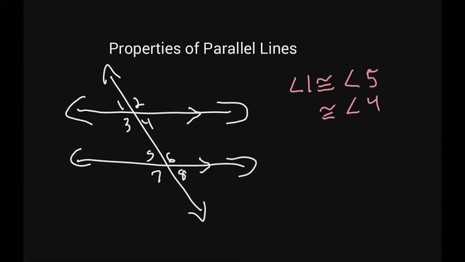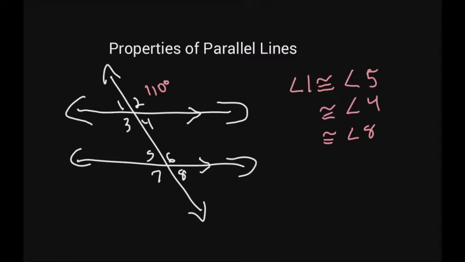And then alternate exterior angles are also going to be congruent. So angle 1 is going to be congruent to angle 8 as alternate exterior. And then, yep, that's all. There's 4. So angle 1 is congruent to 5, 4, and 8. That would mean angle 2 is going to be congruent to 3, 6, and 7, by the same rules we just talked about. So let's put some of these into practice.